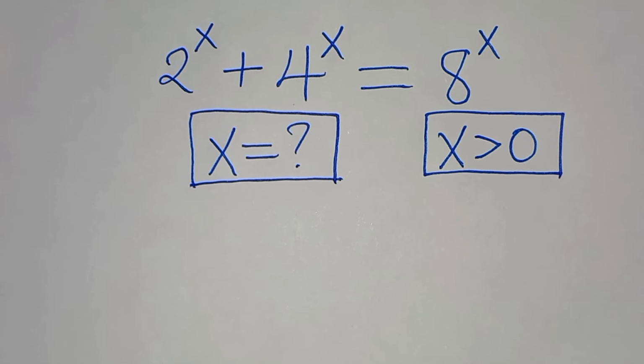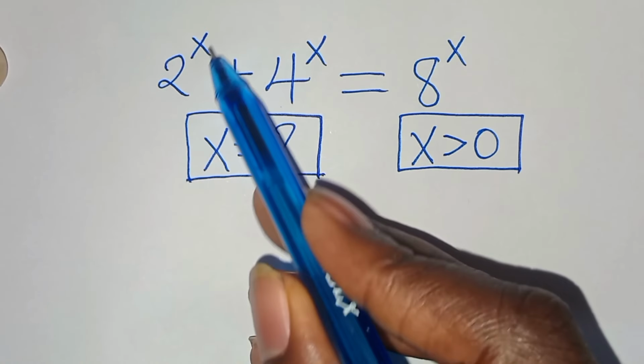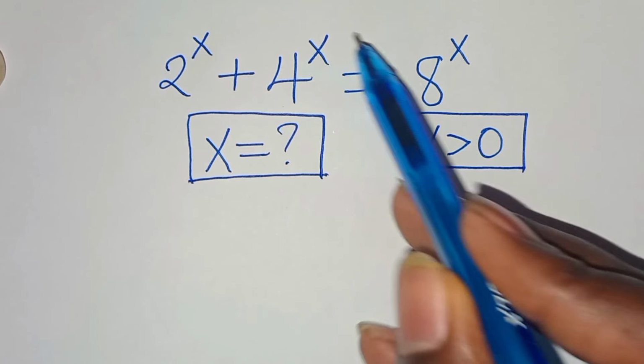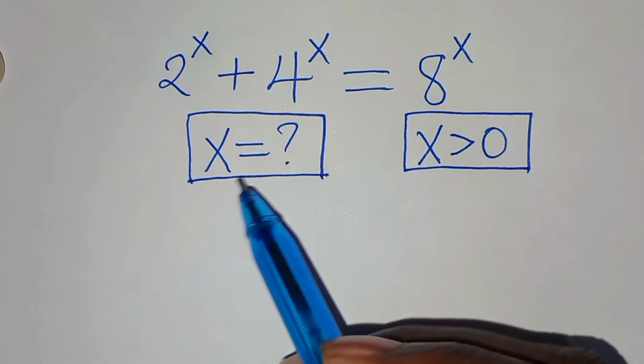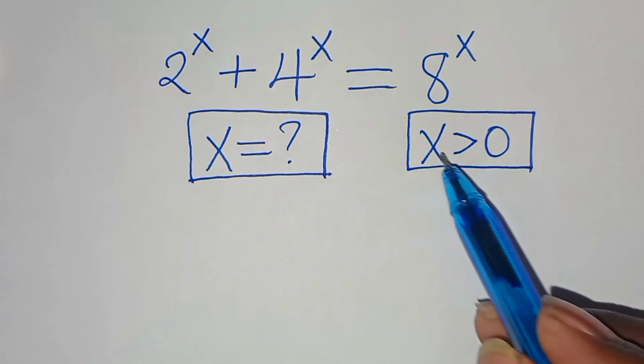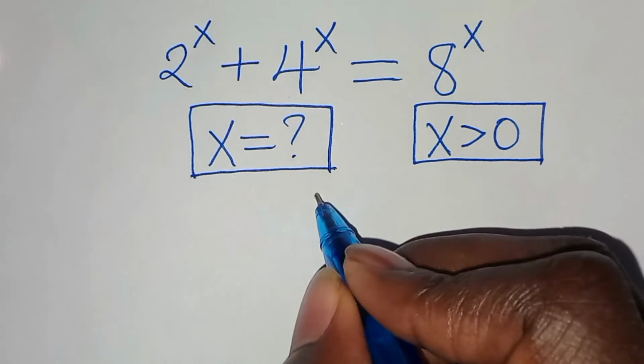Hello everyone, you're welcome to solve this nice exponential equation which is 2 to the power of x plus 4 to the power of x. This is equal to 8 to the power of x. So what is the value of x given that x is greater than 0? So let's present a solution from here.